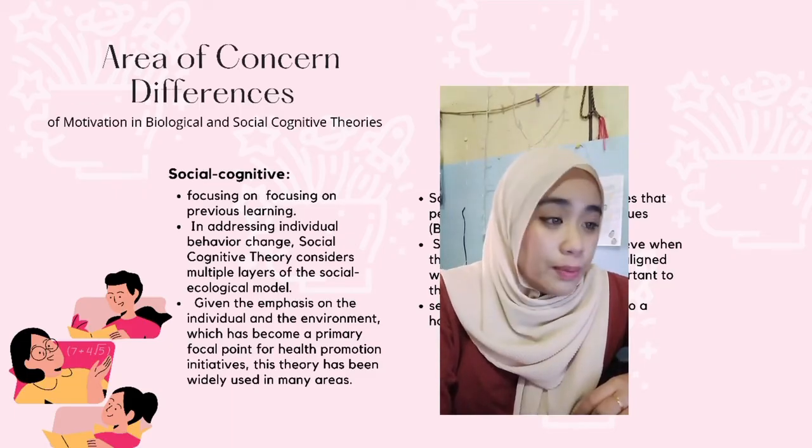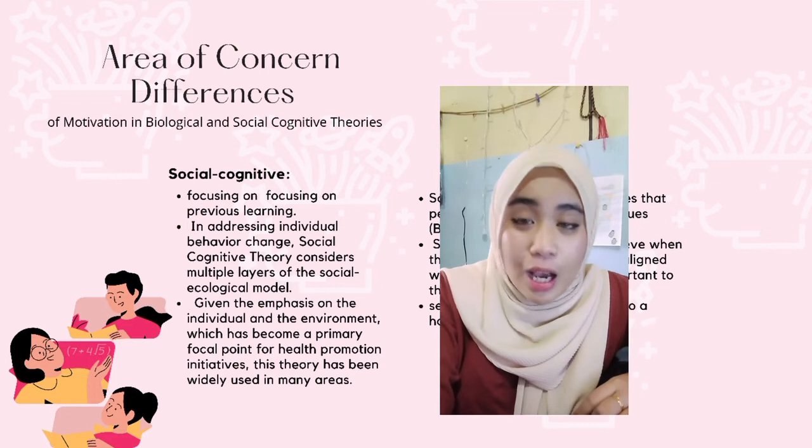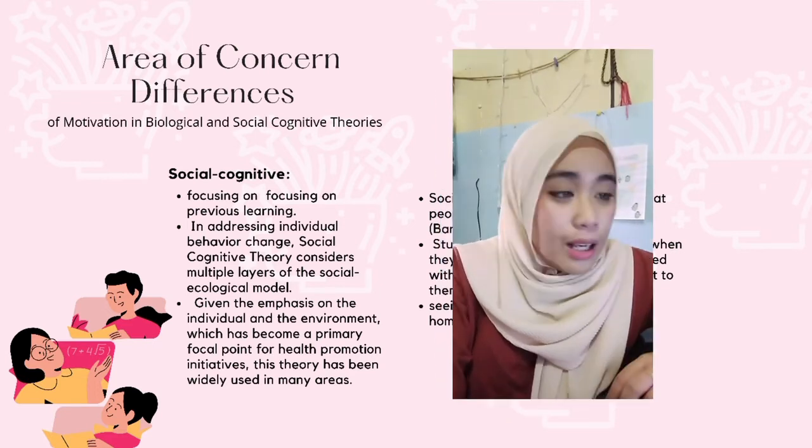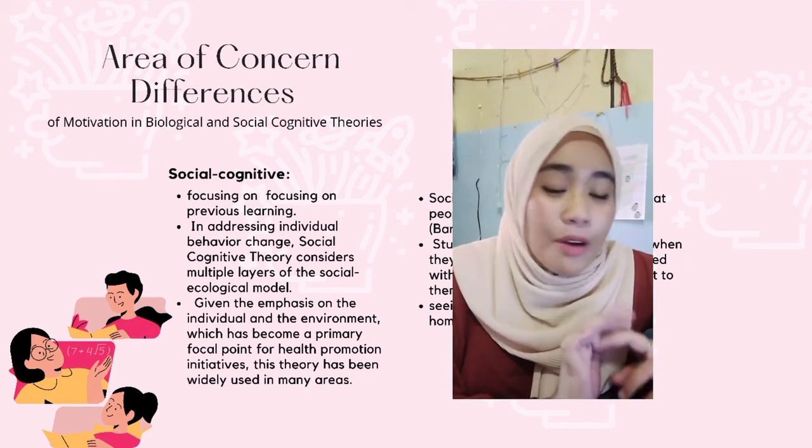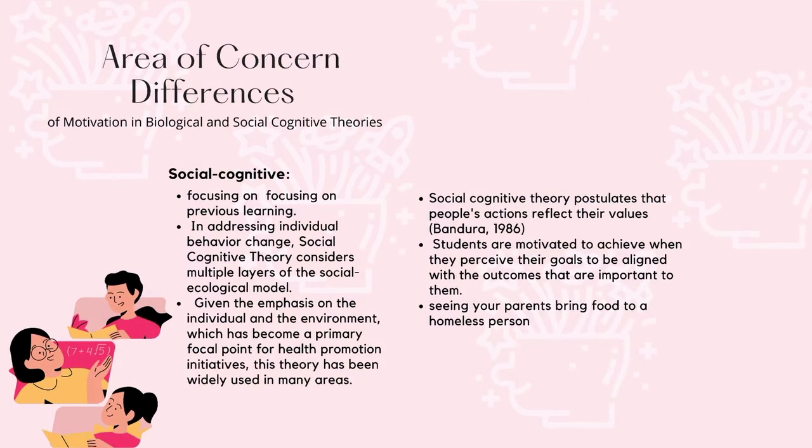Next, let's talk about the social cognitive theory of motivation. This theory is focusing on previous learning. In addressing individual behavior change, social cognitive theory considers multiple layers of the social ecological model. Given the emphasis on the individual and the environment, which has become a primary focal point for health promotion initiatives, this theory has been widely used in many areas.